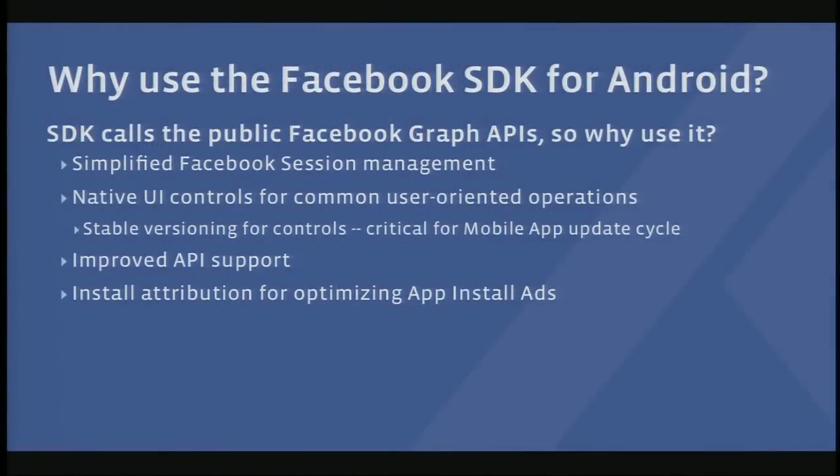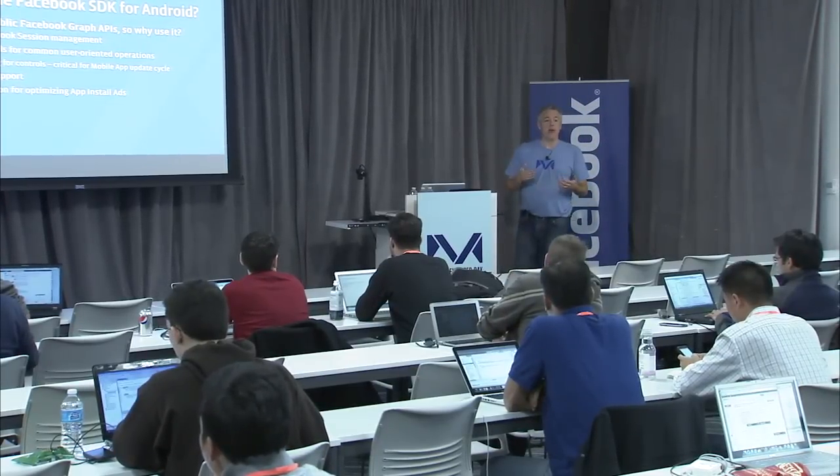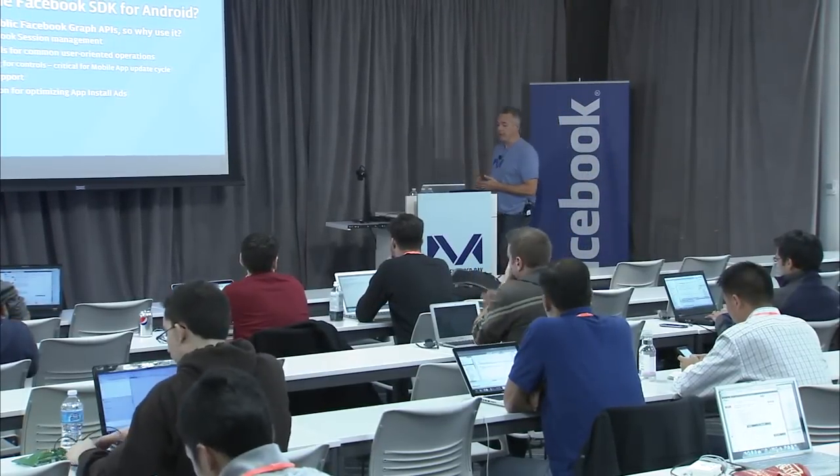Another big reason is that there's native UI control support. So yeah, you can go and make a Graph API request to get all your friends, but then you've got to do something with that. So we provide idiomatic native user interface controls that do common things like display friends, allow you to pick a place, allow you to log in, and whatnot. And these have a bunch of optimizations that are typical to many apps that want these things.